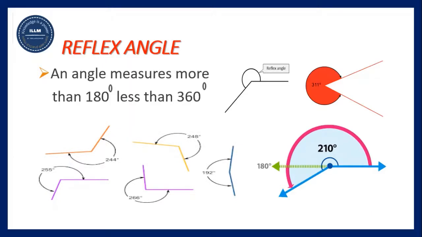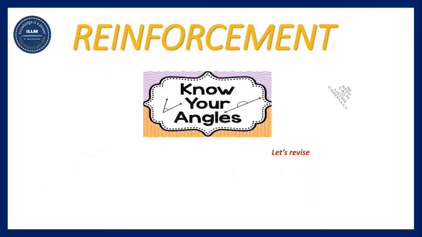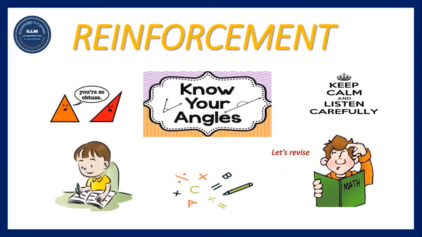Here you can see different reflex angles, and all these angles are more than 180 degree but less than 360 degree. For example, the first one is 244 degree, the next is 248 degree, the next is 255 degrees, the next is 266 degrees, and the last one is 192 degrees. So these are all reflex angles. After completing the whole topic, we will do the reinforcement of this lesson.